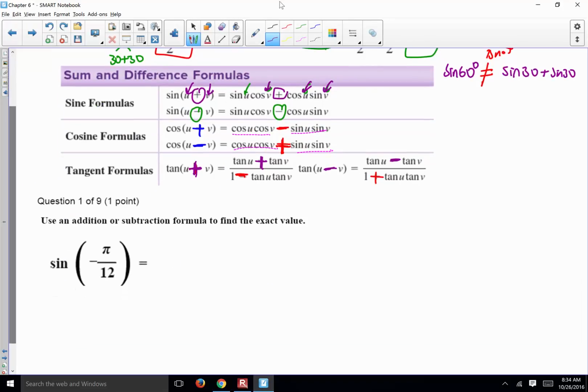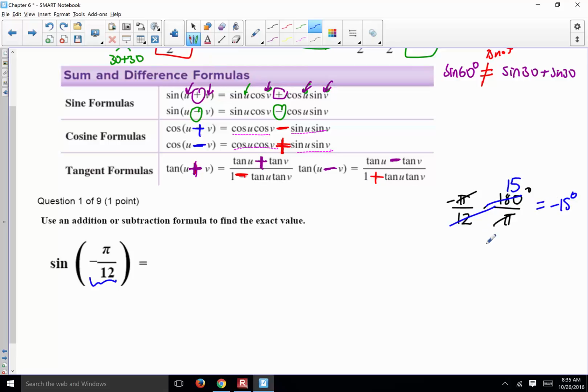Okay, here's the hint. Please first change this into degrees. How many degrees is pi over 12? Just multiply by 180 and divide by pi. How many degrees is that? Cancel. How many times does 12 go into 180? 15. So that's minus 15 degrees.